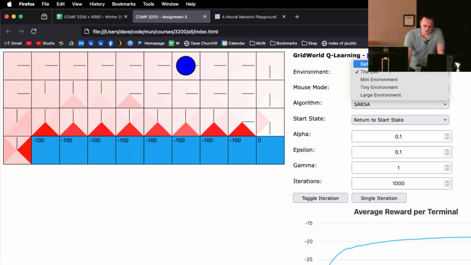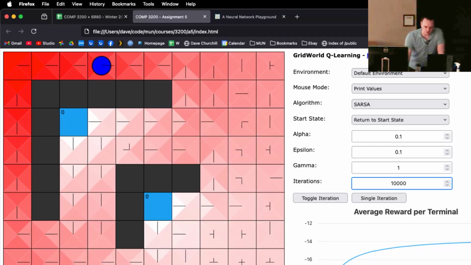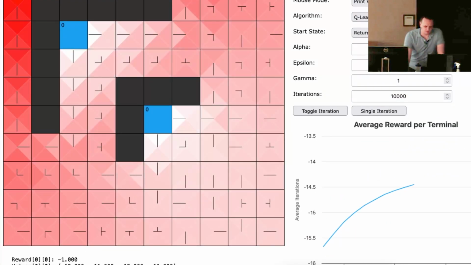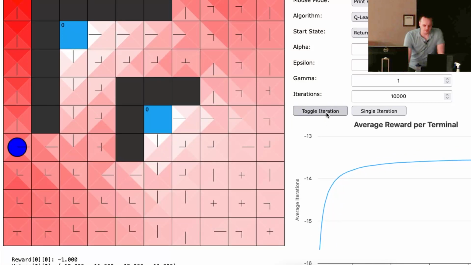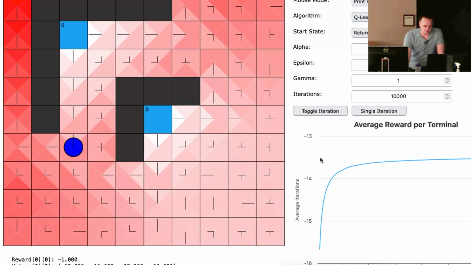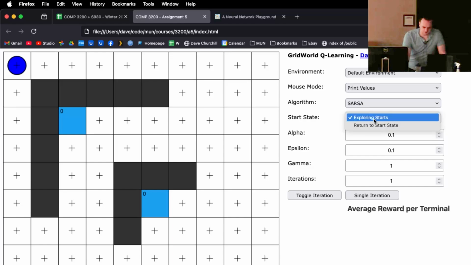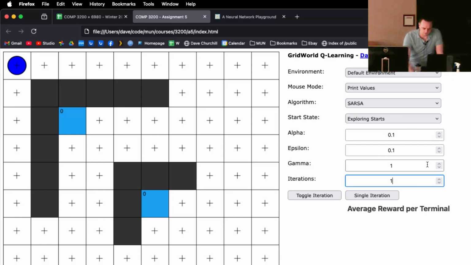And we can also look at other examples. If I have SARSA training here versus Q-learning, the values end up being much closer. Why? Because this is simply a pathfinding problem. Oh, I forgot, one second. This is return to start state. I wanted exploring starts. So this one, SARSA with exploring starts.